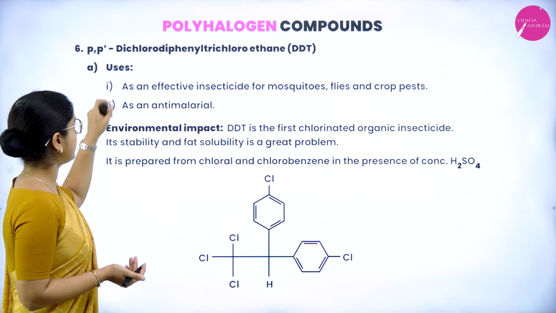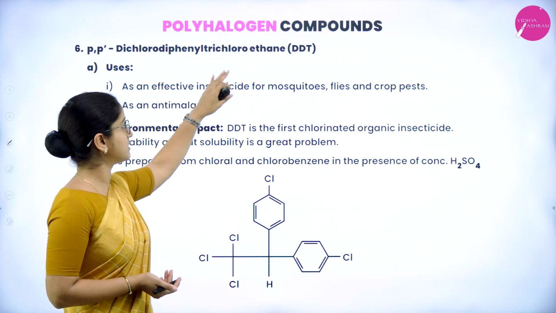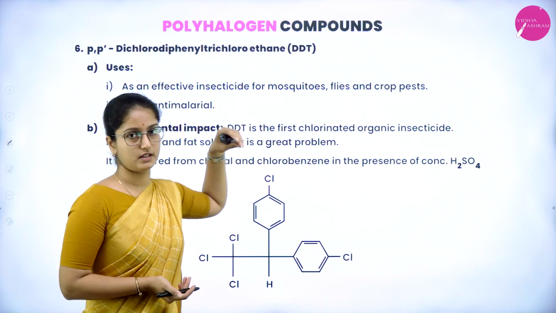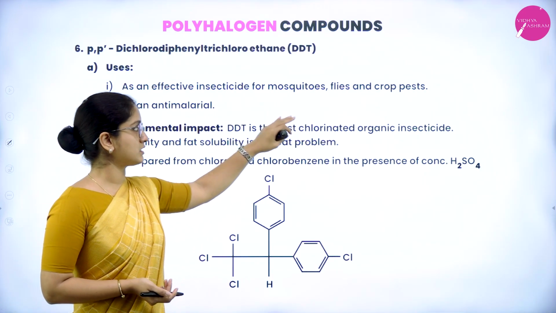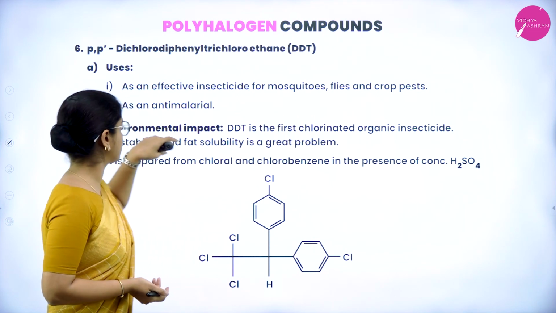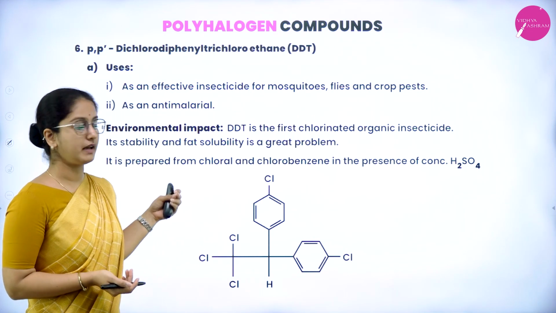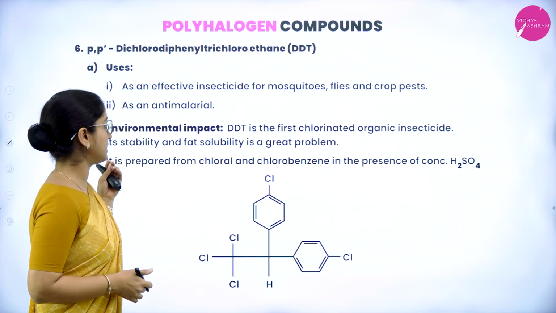Next is p,p-dichlorodiphenyltrichloroethane, which has the name DDT. So it is used as an effective insecticide for mosquitoes, flies and crop pests, and it is used as an anti-malarial. So what are the environmental impacts?